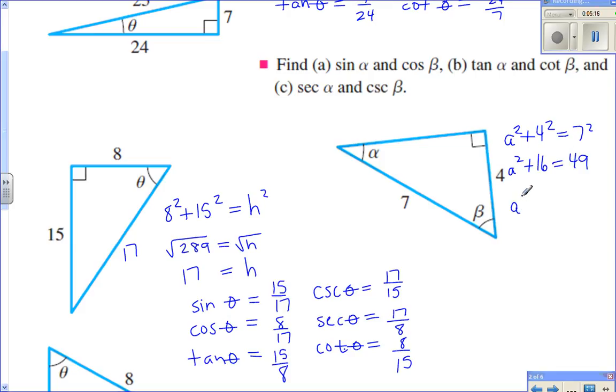And when we subtract our 16 from both sides, we get 33. So we're going to take the square root of that. So a is the square root of 33.